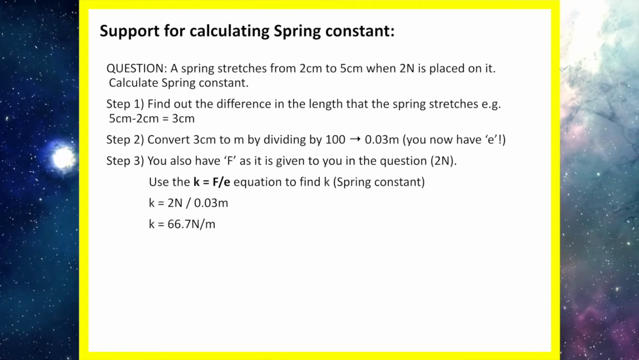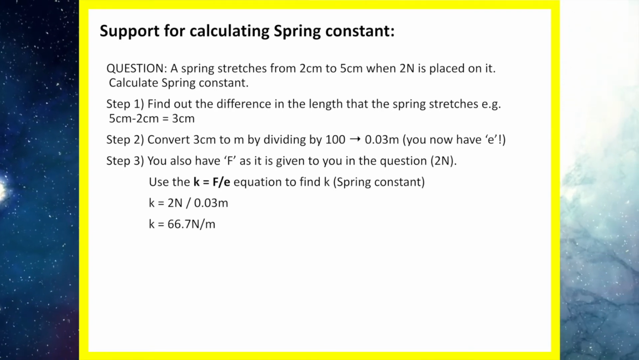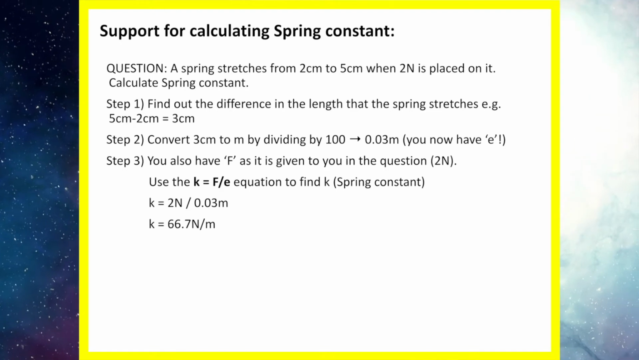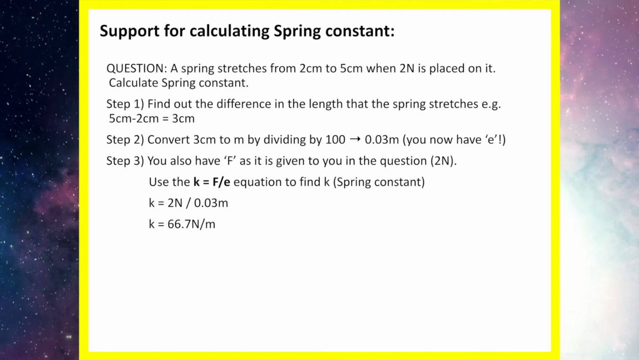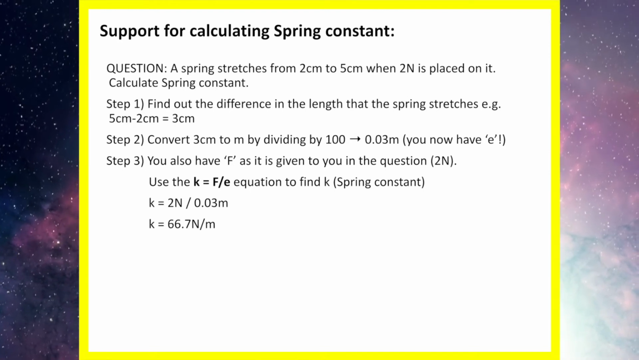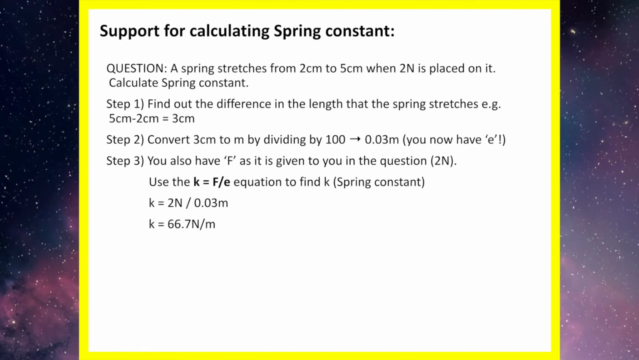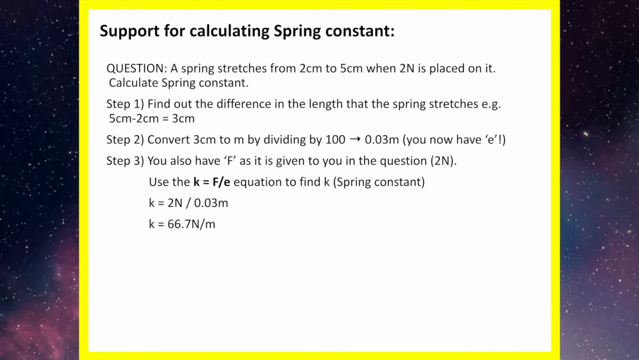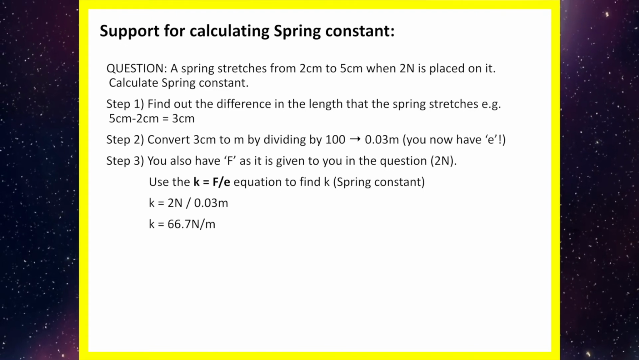As you can see here, step 1 is to find out the difference in length that the spring stretches. So 5 centimeters minus 2 centimeters gives us 3 centimeters. Then again, remember we're measuring in meters, so we need to convert from centimeters to meters by dividing by 100. After that, we rearrange our equation, so we'll be dividing rather than multiplying. We plug in our numbers, and we get a spring constant of 66.7 newtons per meter.